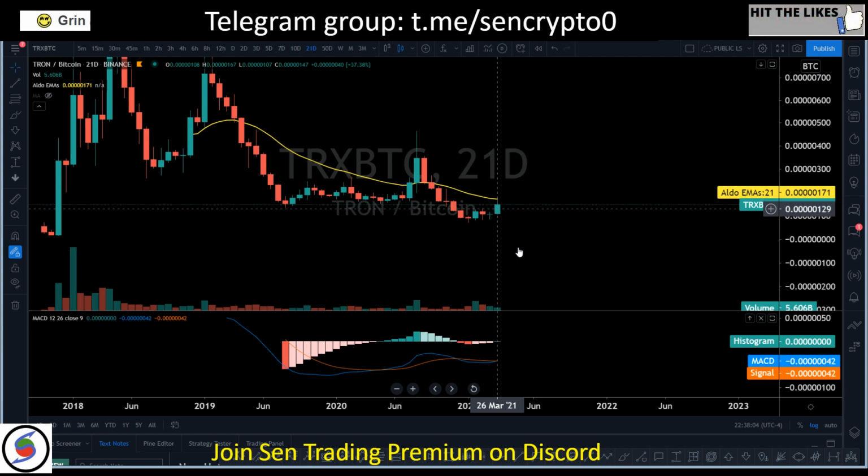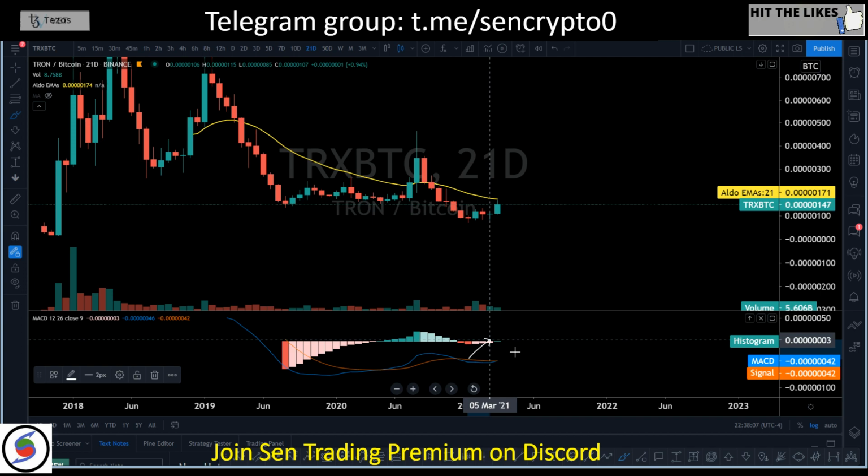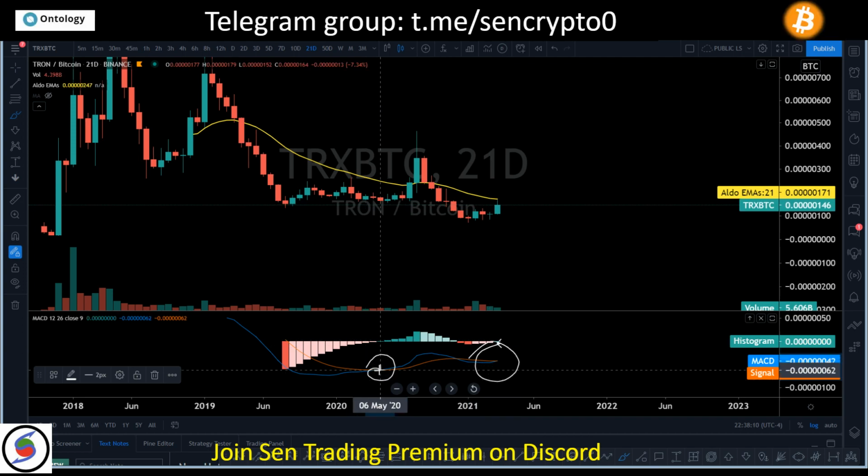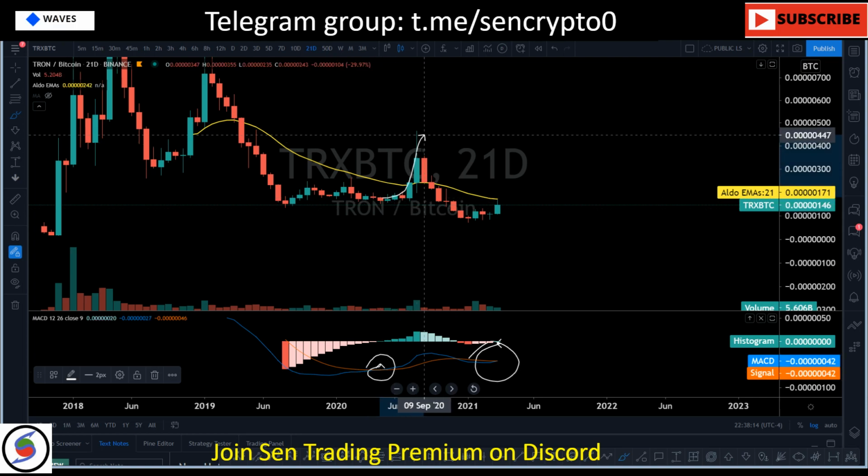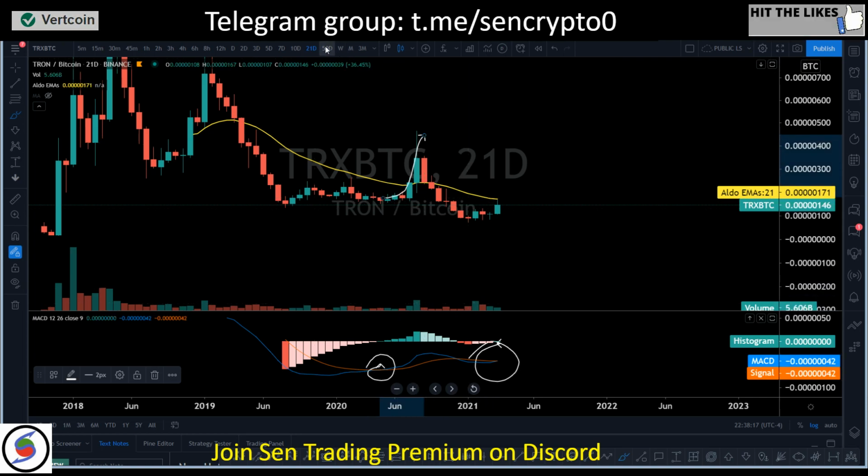So beautiful setup. We're about to get once again a bullish crossover right here, and we know what happened right here after we got the bullish crossover on the 3-week cycle. Sucker went ballistic.